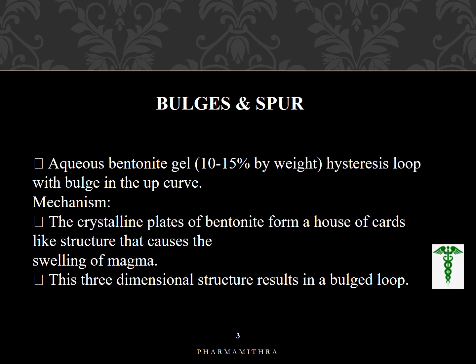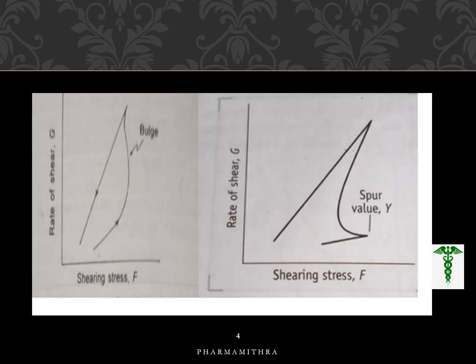The mechanism is that the crystalline plates of bentonite will form a house of cards. If you keep one card above the other, it will cause the swelling of the magma, or our aqueous bentonite gel. This 3D structure results in the bulge loop. So if it is a rheogram, you are supposed to draw shearing stress F on the x-axis, and plot the rate of shear G on the y-axis. It is like this.